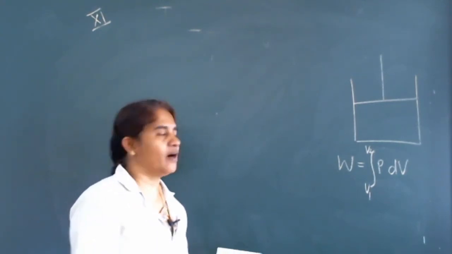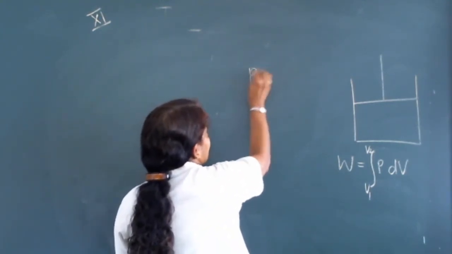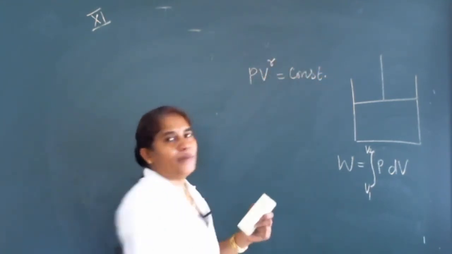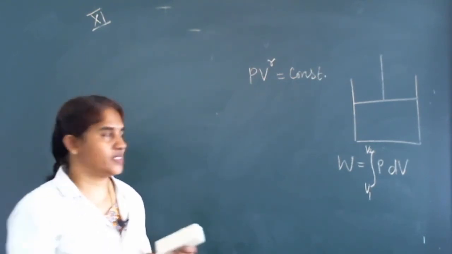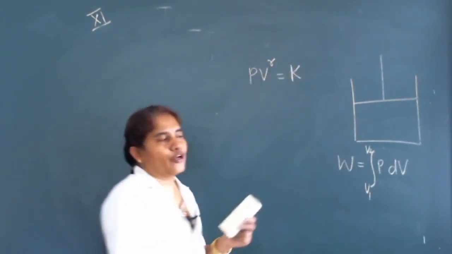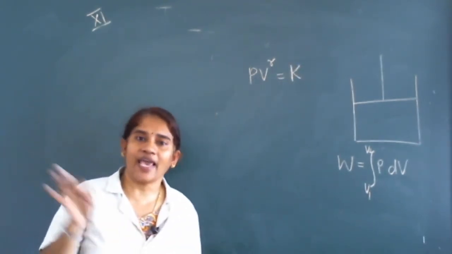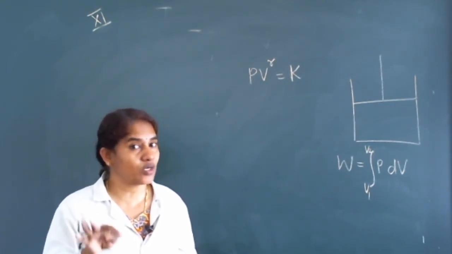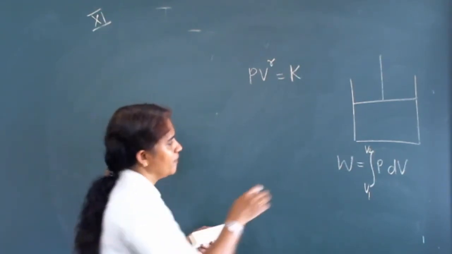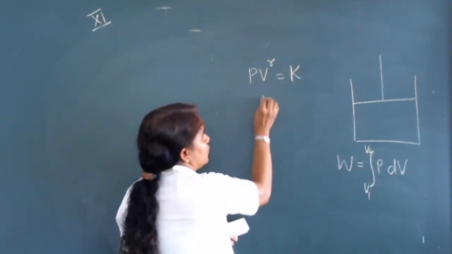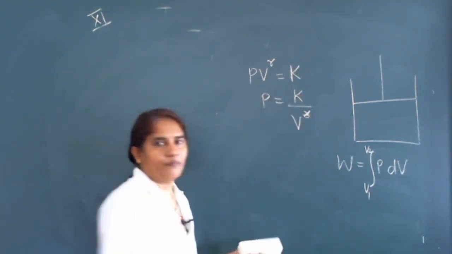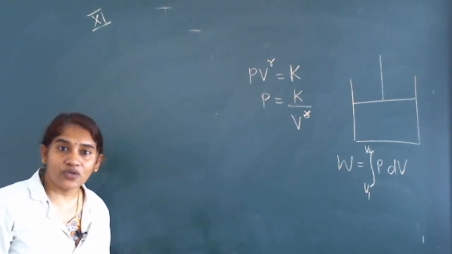Right? Now here, when we are substituting the equation, our equation is PV raised to gamma is a constant. This constant we can name, in order to apply it in the equation, let it be K. PV raised to gamma is a constant, and the constant is represented by K here. Therefore, P we can substitute as K divided by V raised to gamma.